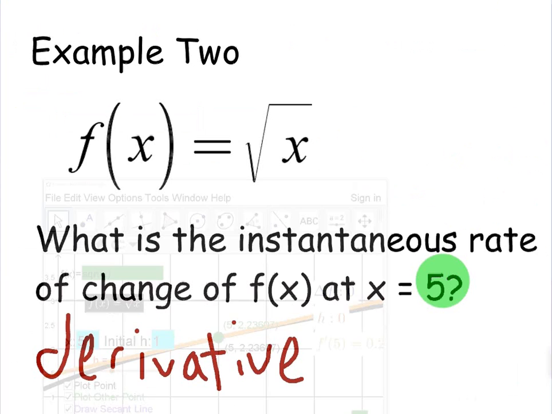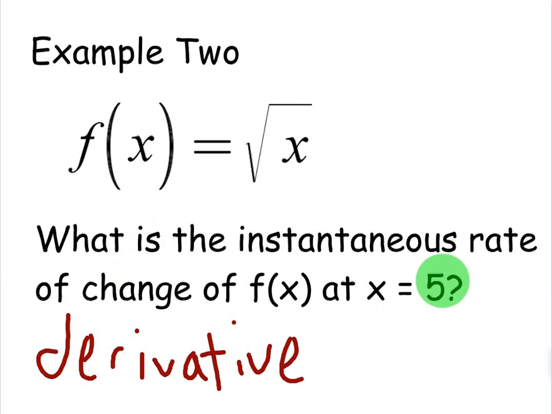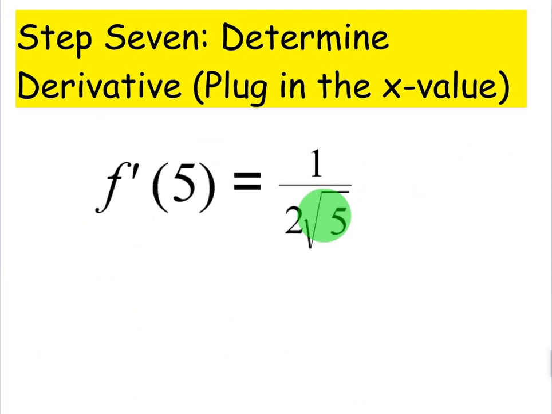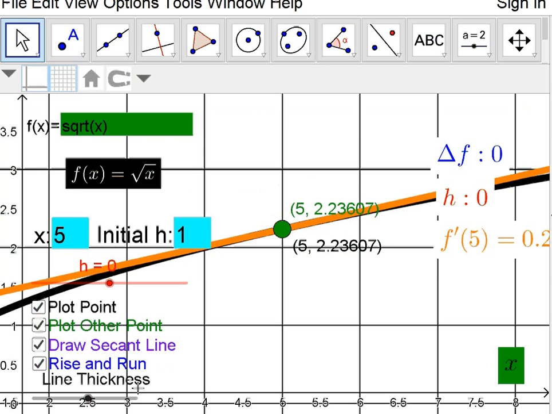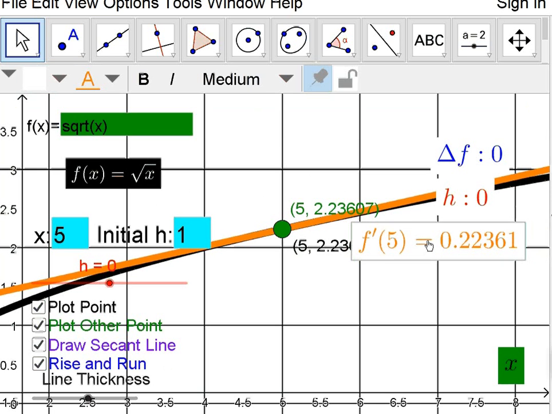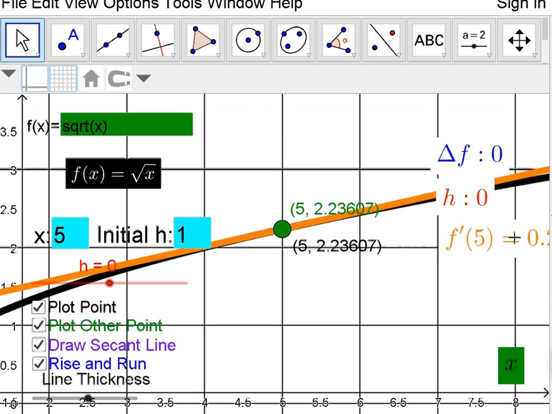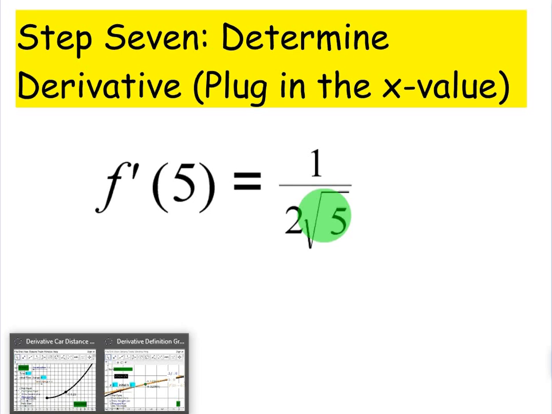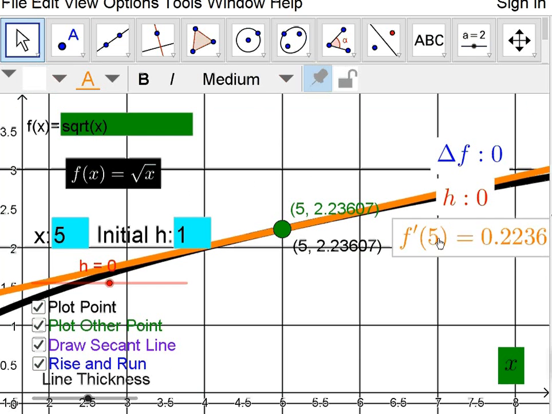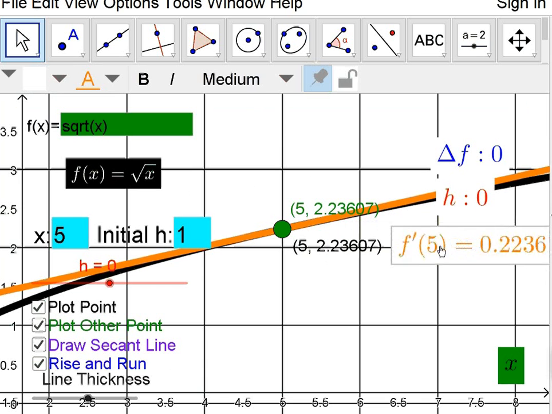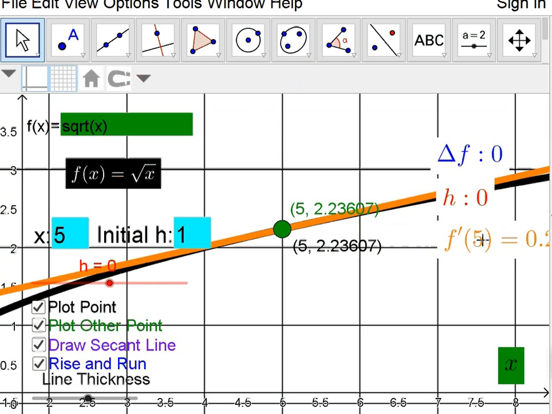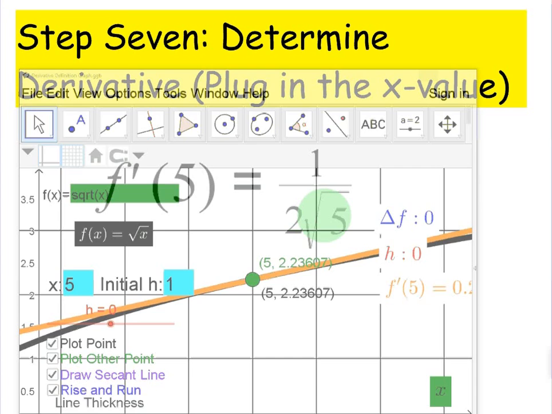And it turns out that if you type in our answer for the derivative, let's see if we can get back over here, 1 over 2 radical 5, you will indeed get 0.22361, the slope of that line. So this just confirms the fact that derivative at x equals 5 of square root of x is equal to 1 over 2 radical 5, which as a decimal turns out to be f prime of 5 is equal to 0.22361 approximately. That's it for the derivative proof of the square root of x at x equals 5.